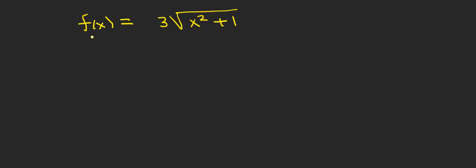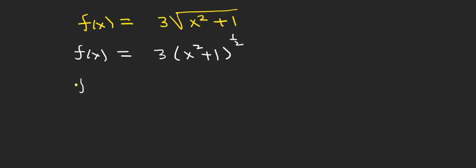Now let's find the derivative of f of x, which is 3 radical quantity x squared plus 1. In order to find the derivative of that, we first want to rewrite it as 3 quantity x squared plus 1 to the 1/2. Now we need to apply the chain rule. So the derivative of that will be 1 over 2 times 3, which is 3 over 2, times the quantity x squared plus 1, and then 1/2 minus 1 will be negative 1/2.